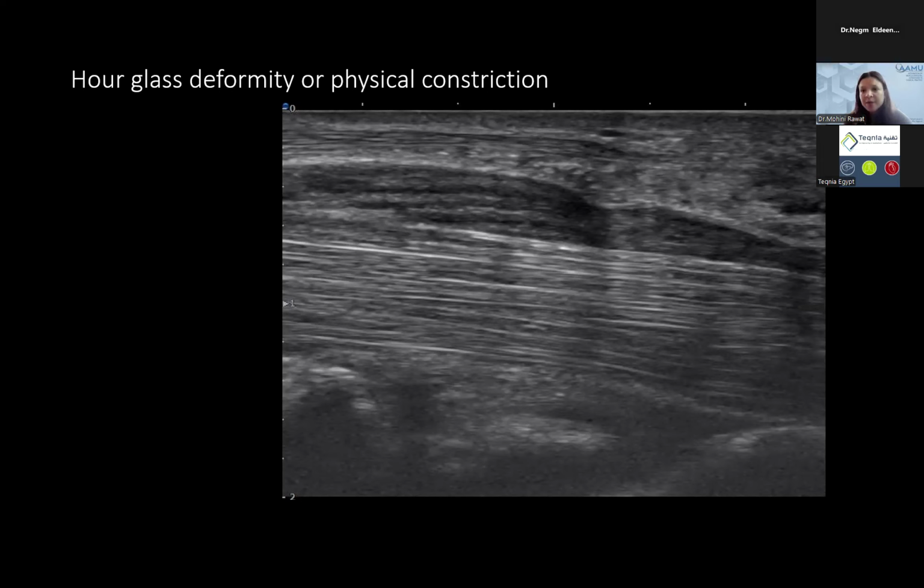There can be severe grading of how much compression you see there. So you can see that this is the constriction site, and the nerve is slightly swollen compared to this site and this area right here. So that is the constriction, or physical constriction or deformity.